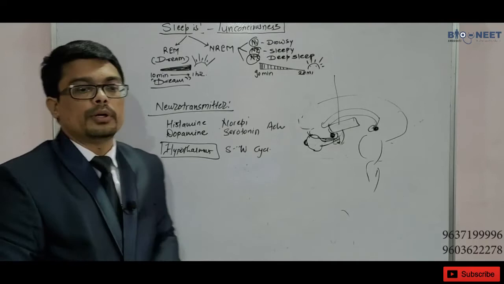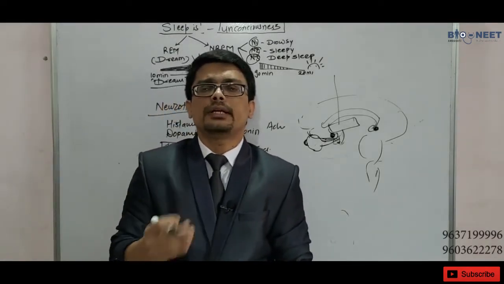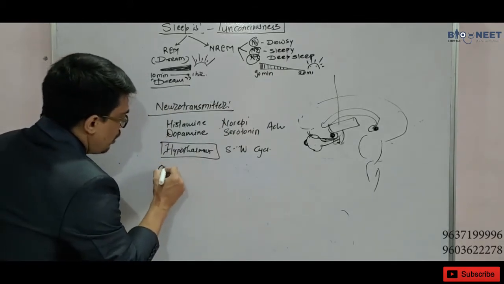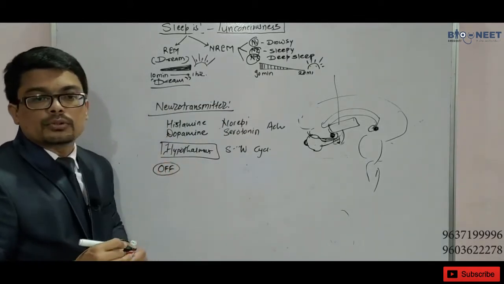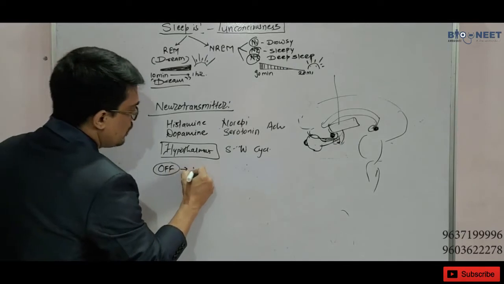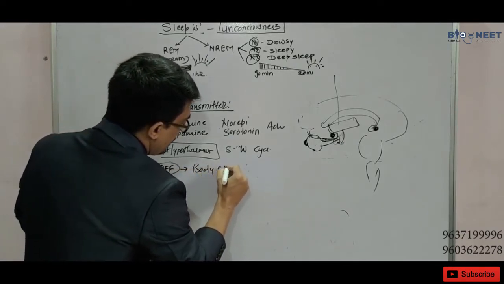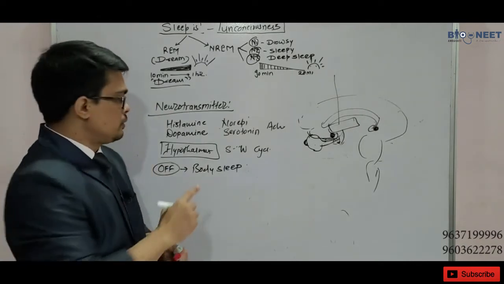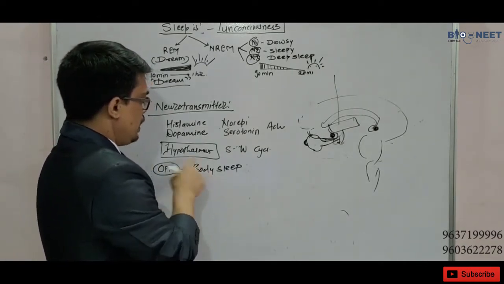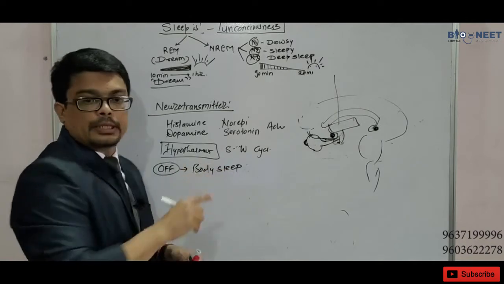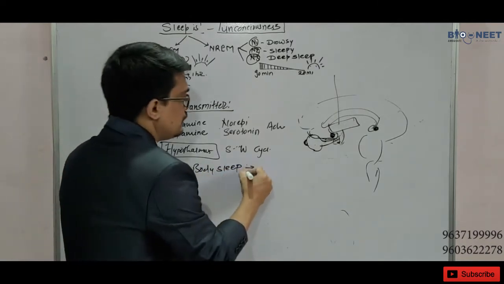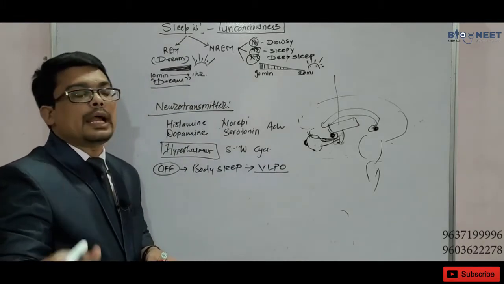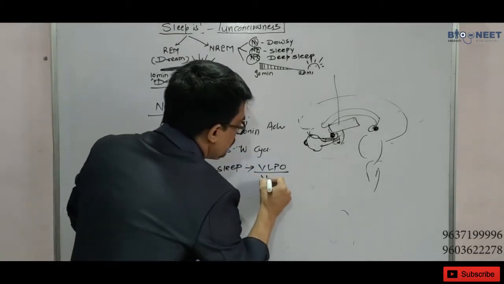So what happens? We will see. These are the science of sleep. One is called off mode. What is off mode? When the body sleeps. There is one nucleus which puts your body in off mode, and that nucleus is the VLPO, the ventrolateral preoptic nucleus.